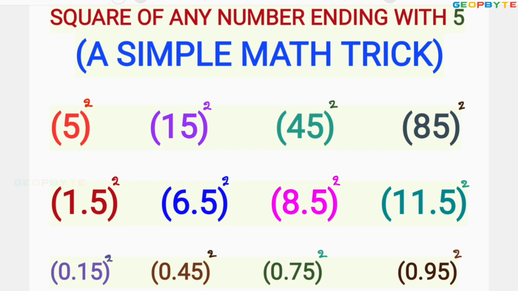In this video, I will explain a very simple and easy trick to know the square of any number ending with 5 just in 2 seconds. Look at the numbers on the screen. There are some regular numbers like 15 square, 45 square, 85 square, etc. And decimal numbers like 1.5 square, 6.5 square, 8.5 square, 11.5 square, similarly 0.15 square.